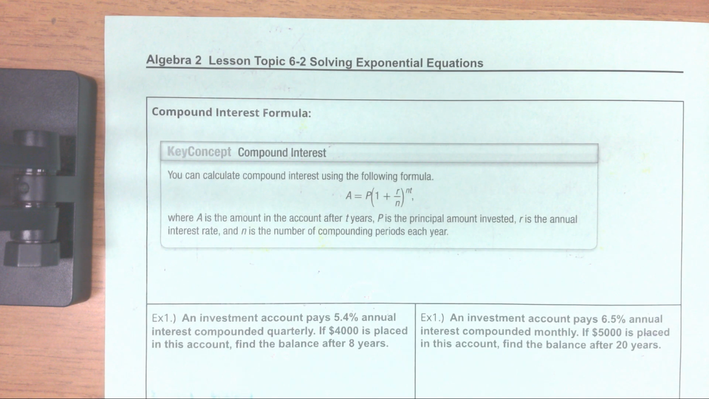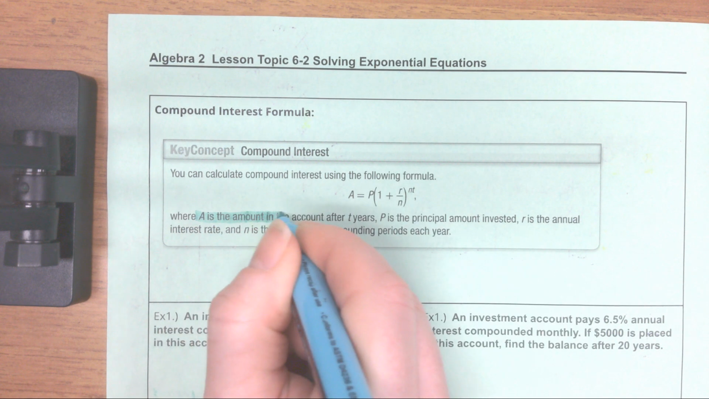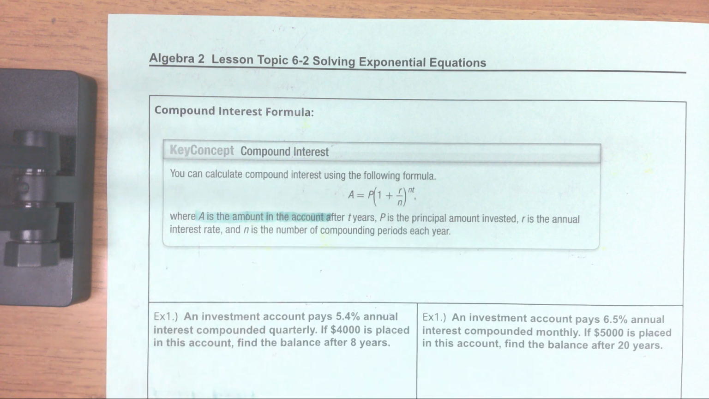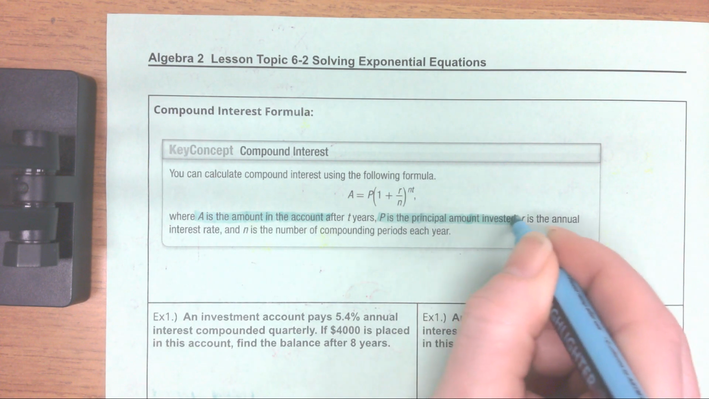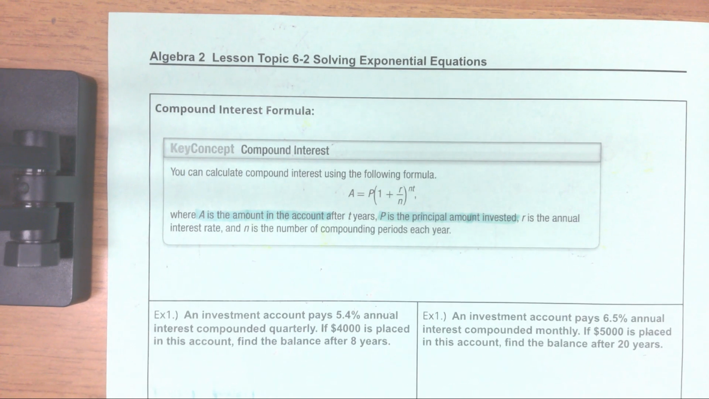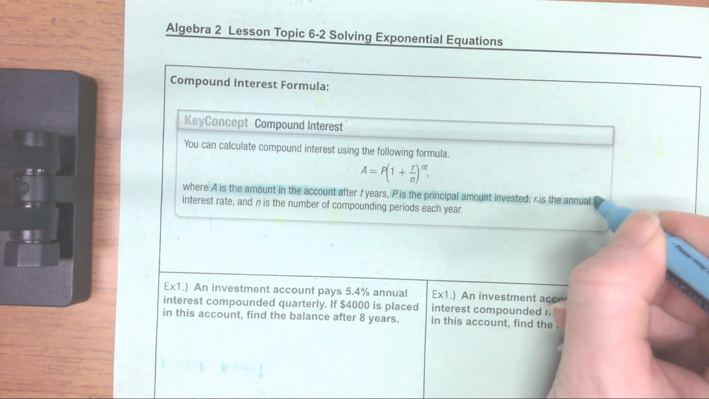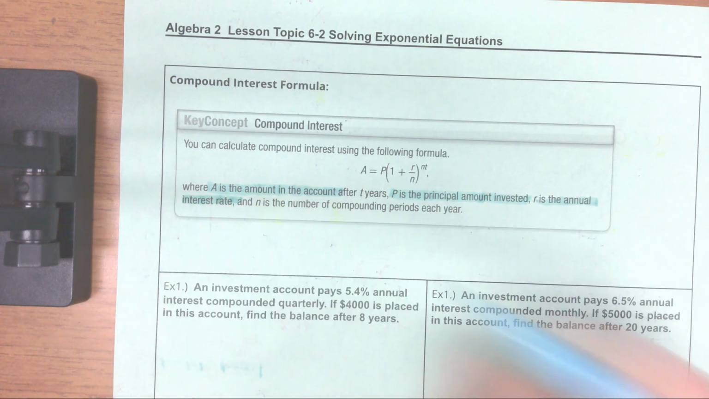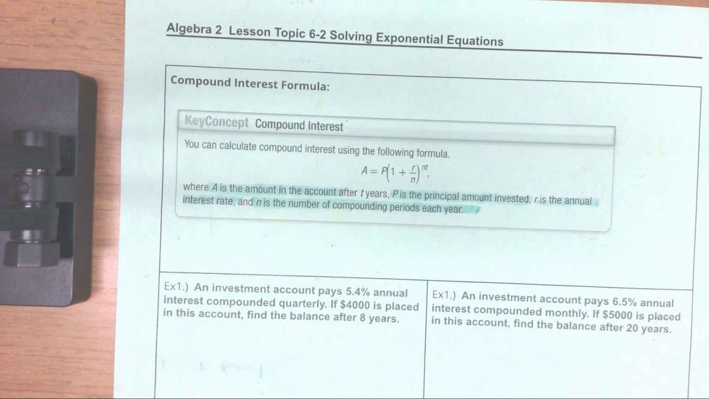So A is going to be the amount in the account. P is the principal amount invested. That's a fancy word for the initial amount. Goes in front. R is the annual interest rate. And N is the number of compounding periods each year.